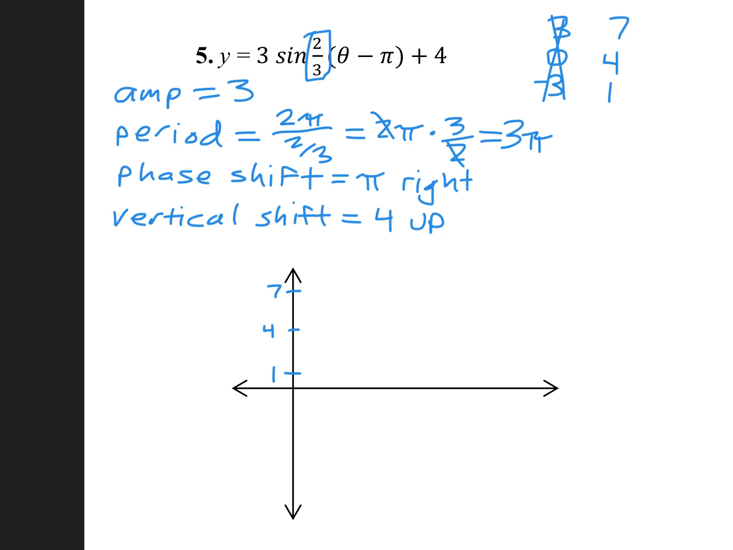All right, on the x-axis, we want the period number. So we want 3 pi. Cutting that in half, we have 3 pi over 2. And then cutting that in half, we have 3 pi over 4. And then I just take the 3 pi over 4 and multiply it by 3. So this would be 9 pi over 4.